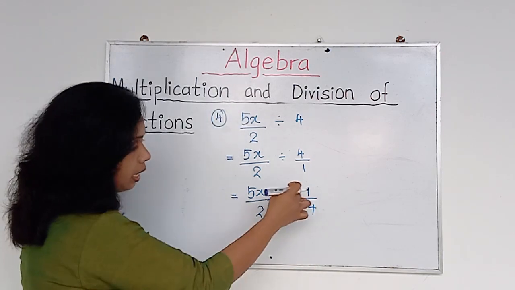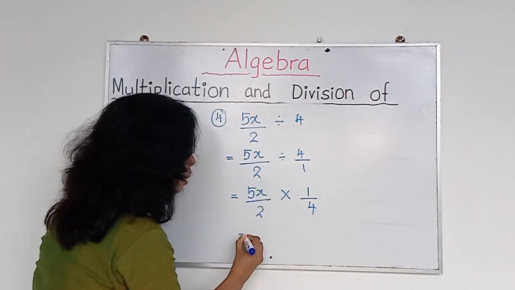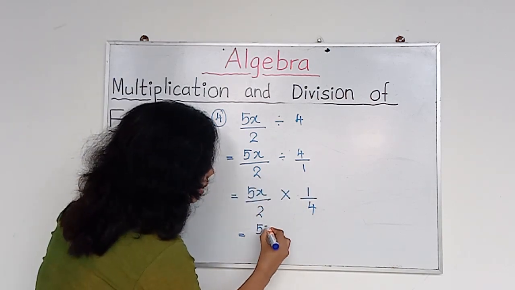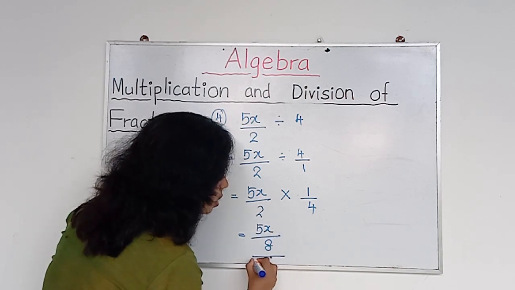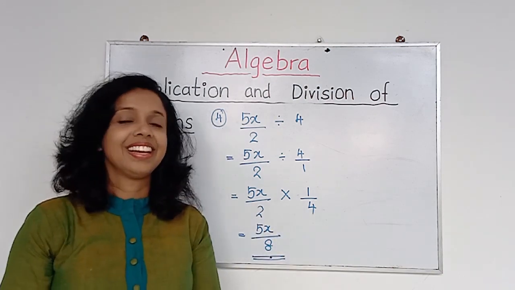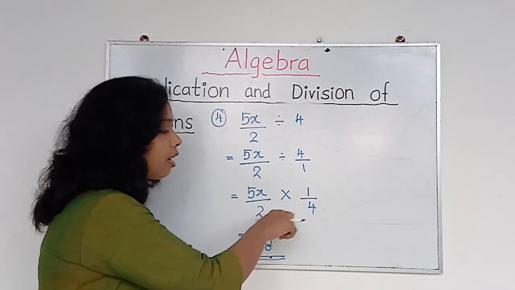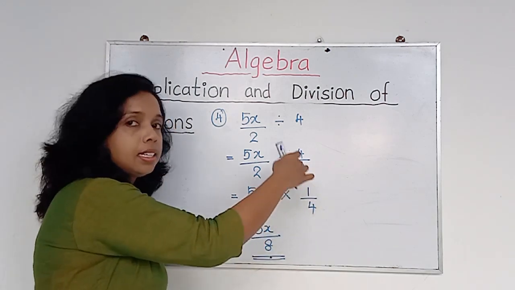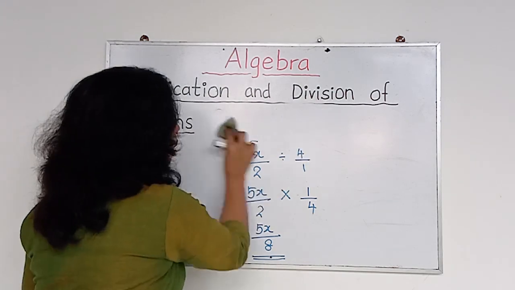Now, is there any way to simplify this? No. Then what do you want to do? You just multiply 5x times 1, 5x, and 2 times 4, it is 8. So this is the final answer. Hope you understood. So here what I want to tell you is, you cannot simplify like this. So if this 4 is here, yes, you can simplify. Right, let's move to the next question. Question number 5.